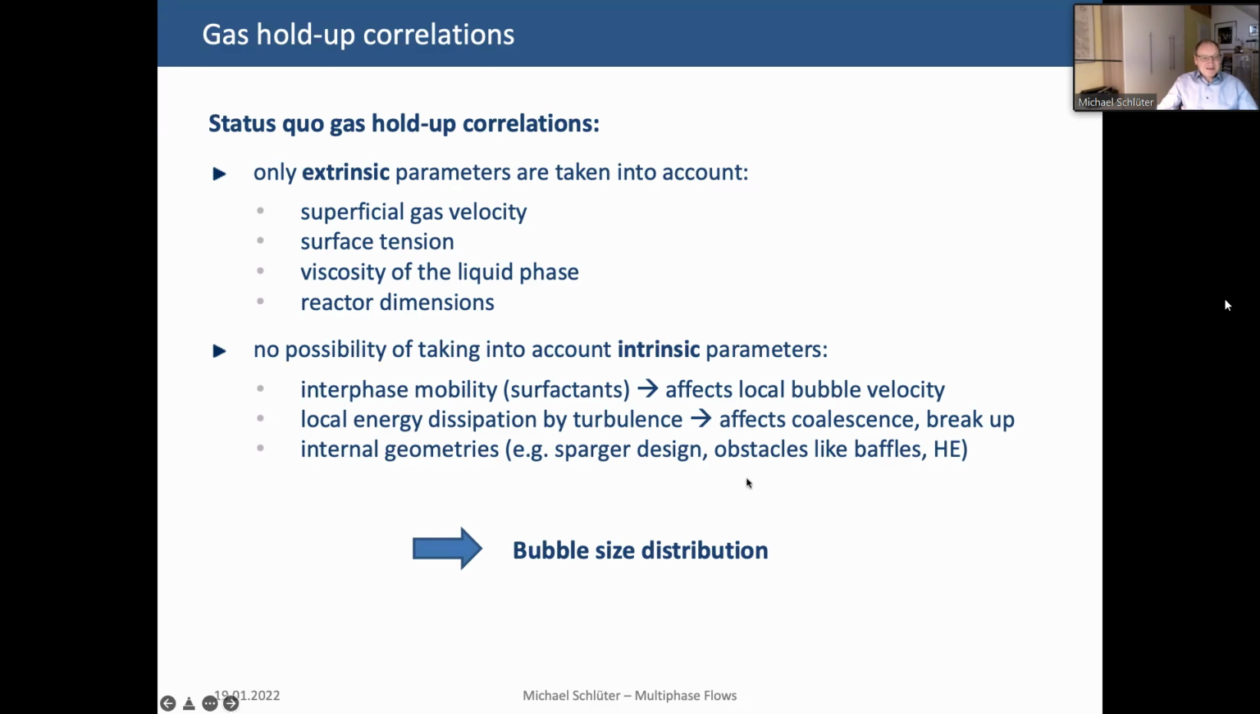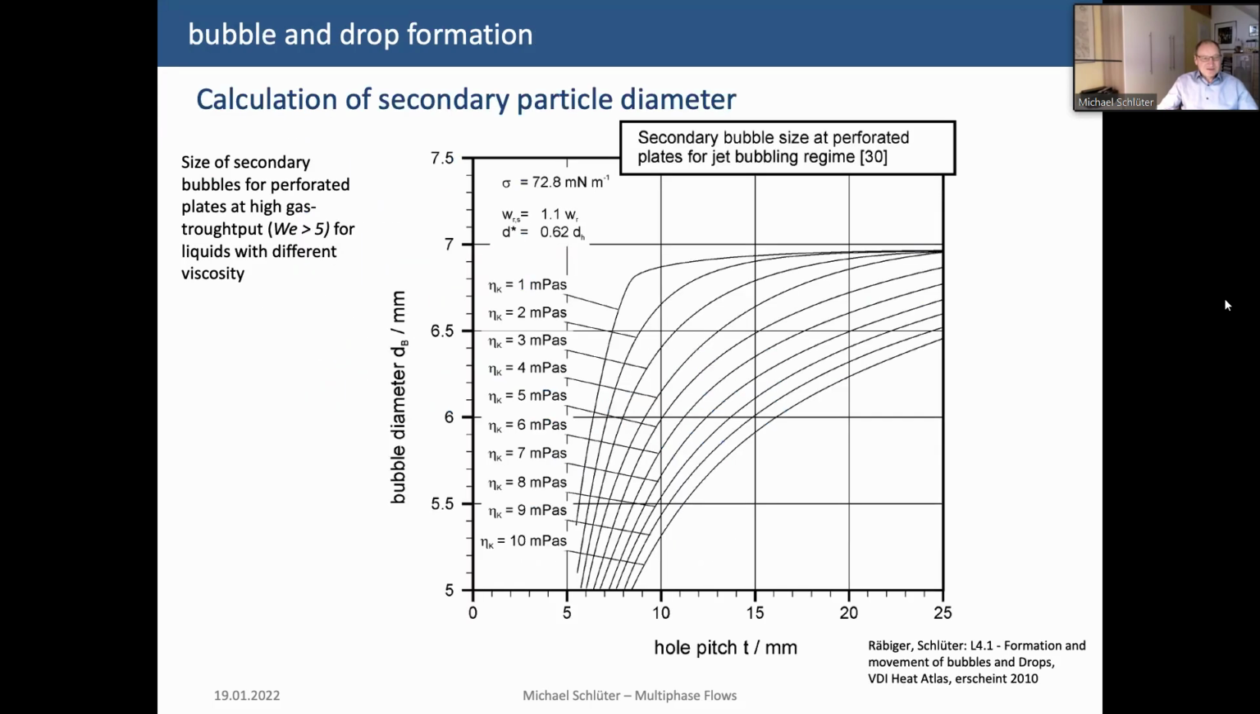So what we have at the end is a bubble size distribution that is unfortunately more or less unknown, but this should be calculated to be more reliable in the correlations. Okay, so far for the importance of bubble size distribution and gas hold up in bubble column reactors. Do you have any questions or comments so far? Okay, this seems to be not the case. Then I would like to continue.